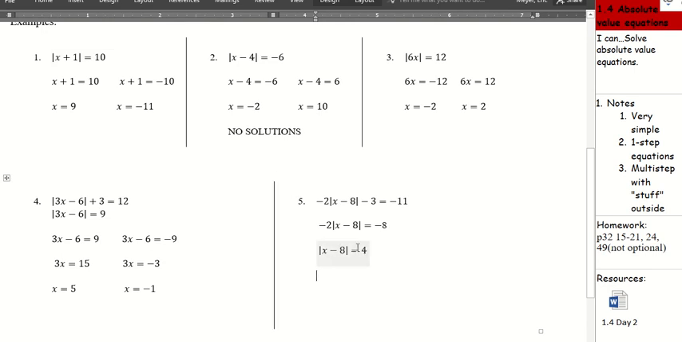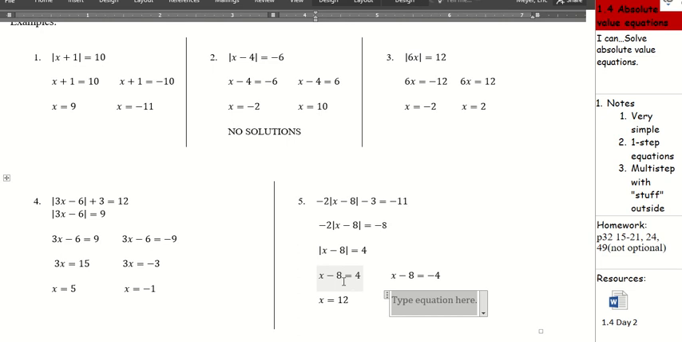I'm going to write it twice. x minus 8 equals 4. And x minus 8 equals negative 4. Now if I add 8 to both sides, I get x equals 12. And if I add 8 to both sides over here, I get x equals positive 4.